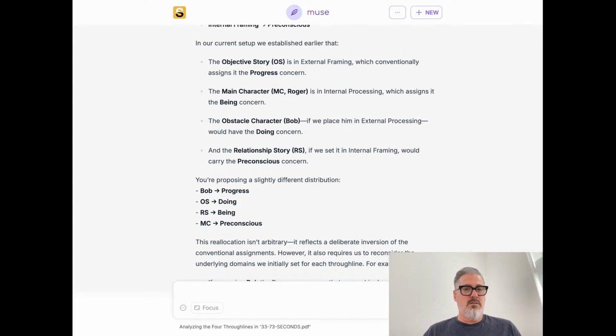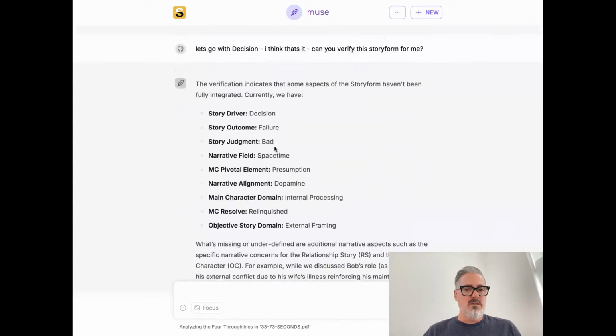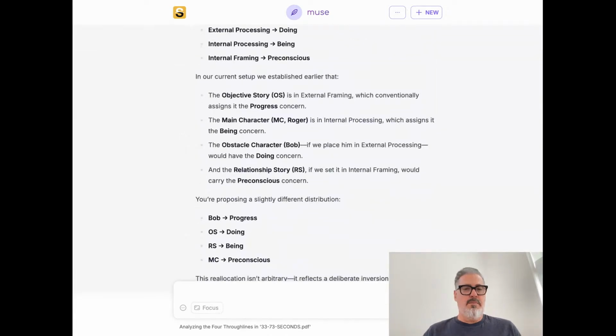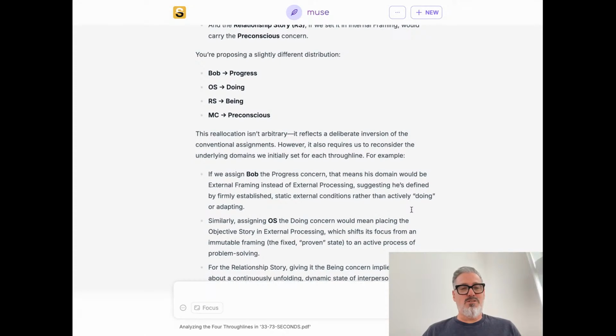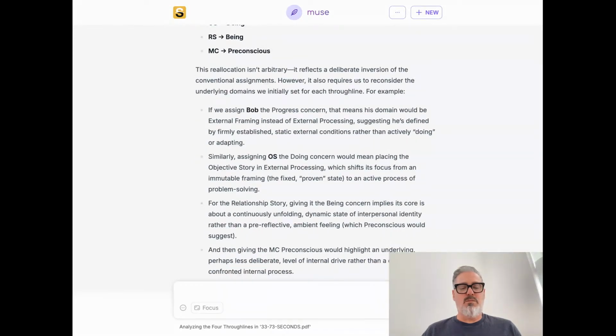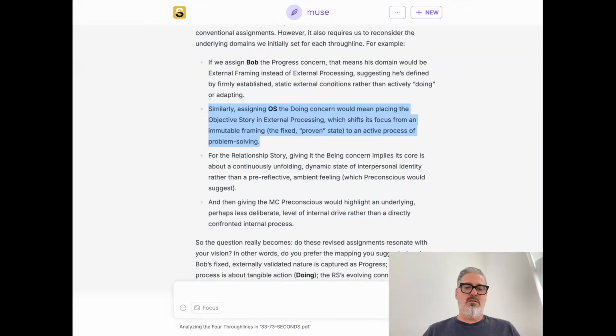Oh, does it say external framing? Ah, there, that's why. Oh, it thinks that it's still external framing. That's a mistake. Huh, this reallocation is arbitrary, reflects a deliberate inversion of the conventional assignments. However, it also requires us to reconsider. If we assign Bob the progress concern, that means his domain would be external framing, which is actually right. Similarly, assigning the OS the doing concern and replacing the objective showing external processing. That's true too. So it either forgot earlier that that's what it was, or I didn't nail that down ahead of time.